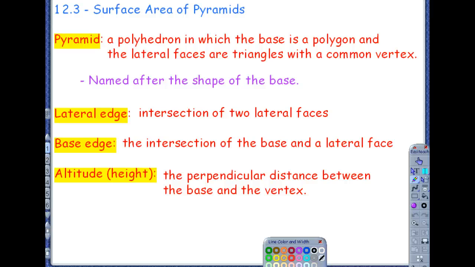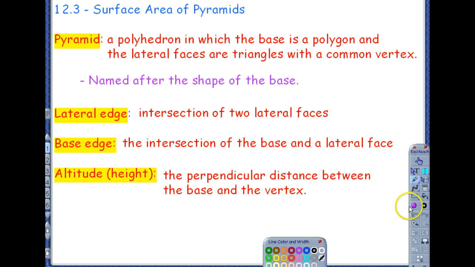Section 12.3 is going to continue with two more types of solids. We're going to actually spend 2 days on this one as well. We're going to talk about just pyramids today, and then we'll talk about another shape tomorrow, okay? Now, this is going to talk about just surface area of pyramids. We'll get to the volume stuff eventually.